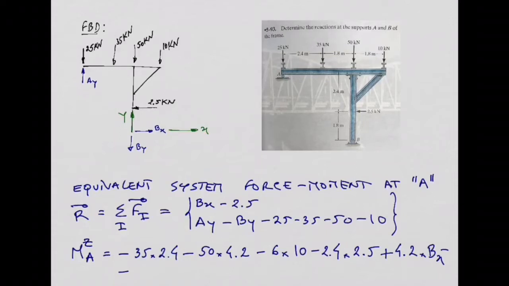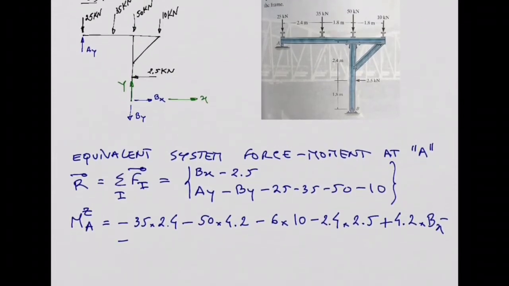So let's do it here. This force, By, the direction of this force is this, right? The distance in the perpendicular direction should be this one, isn't it? Should be this, right? Which is 4.2. So we have minus 4.2 times By.